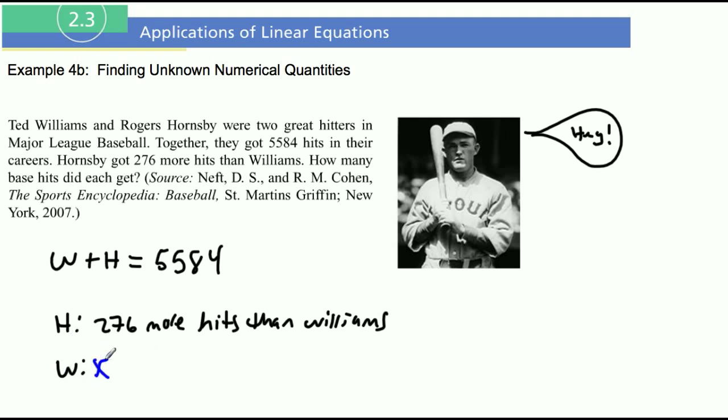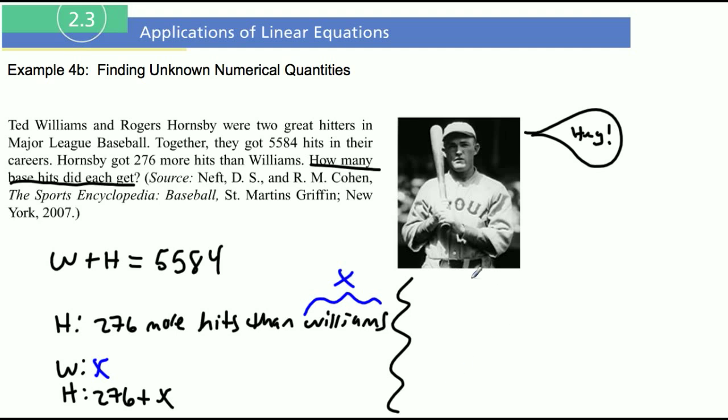So check this out. If Williams is X, then Hornsby is 276 more hits than Williams. Remember what more means? More is plus, right? So we can think of Hornsby as 276 plus X. You take Williams' hits and add 276. You can write it as X plus 276, but it's not going to matter here. So we have an expression for Williams and an expression for Hornsby. W plus H equals 5,584. I can plug in both of these for W and H, and then we can start solving, because we're trying to find out how many base hits each got.